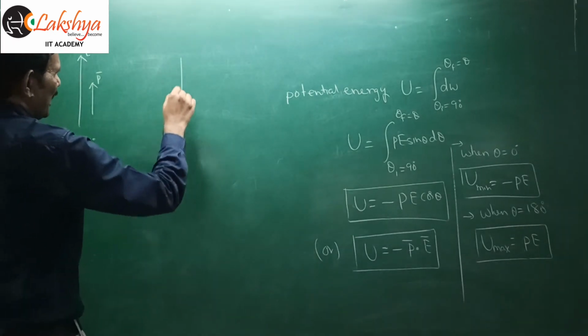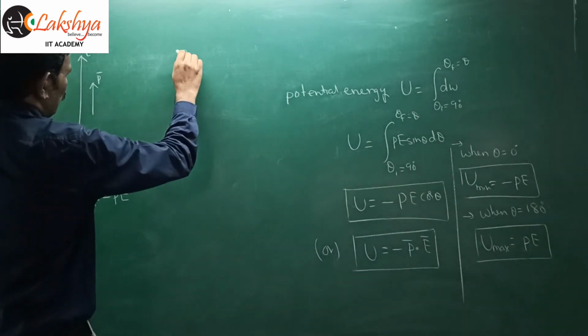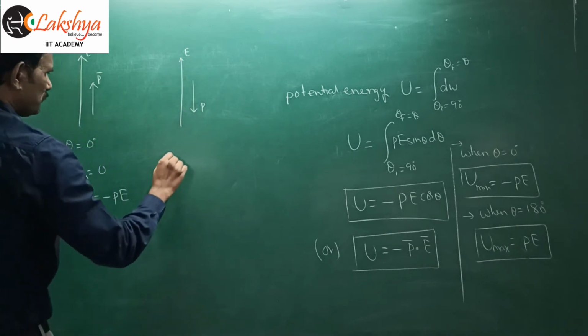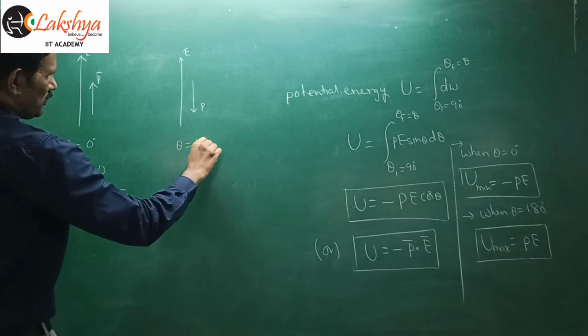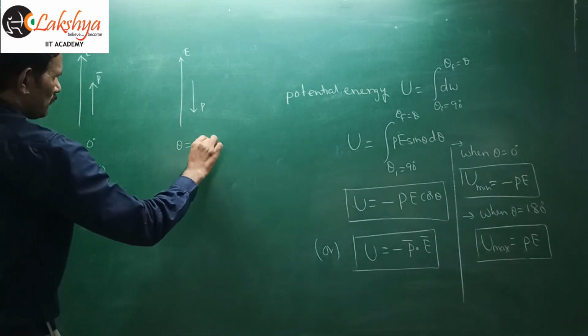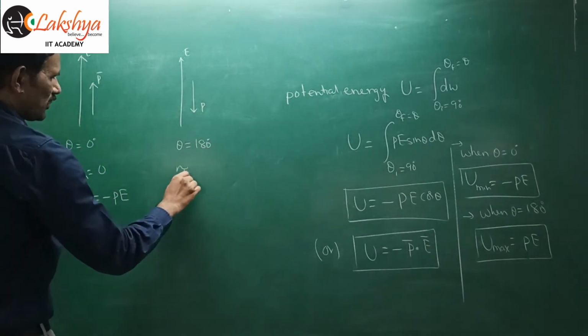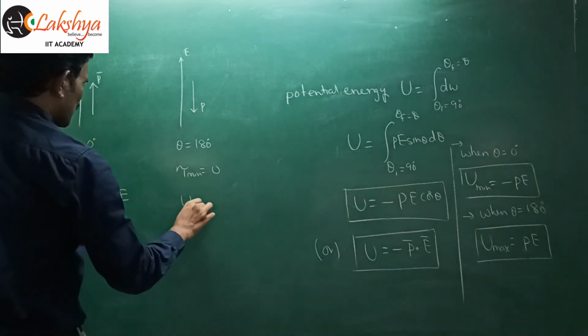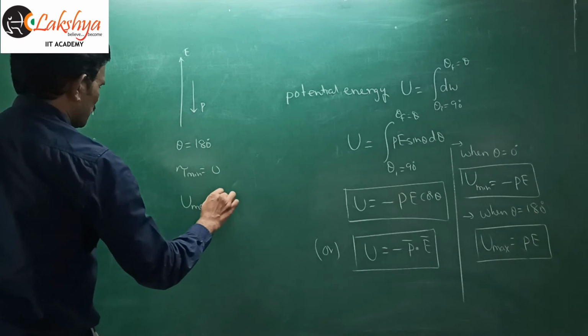And suppose they are anti-parallel to each other. Suppose this is E bar and P bar is like this. That means now here the angle is 180 degrees and the torque is still minimum, that is 0. But the potential energy is maximum here, that is plus PE, right?